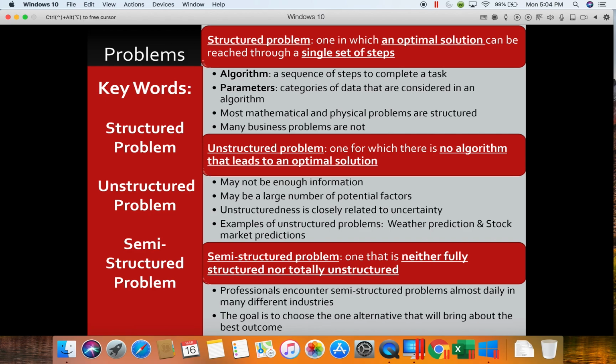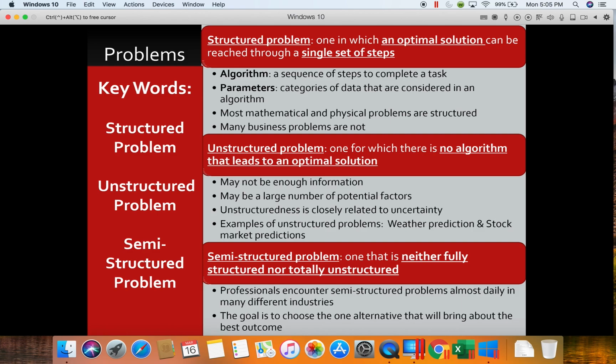Problems are one of 3 kinds. We have structured problems. This is a problem where there is an optimal solution, and we can reach that optimal solution through a single set of steps. Since we can easily determine the set of steps and the sequence to follow, structured problems are fairly easy to resolve. Usually, mathematicians call this sequence of steps an algorithm, and the categories make it easier to follow these.